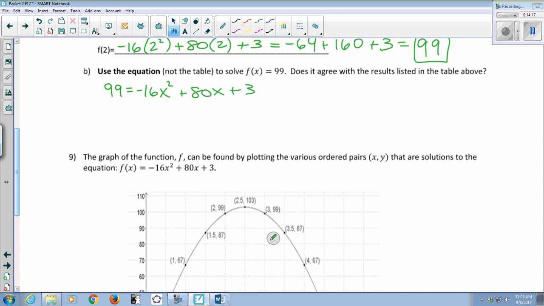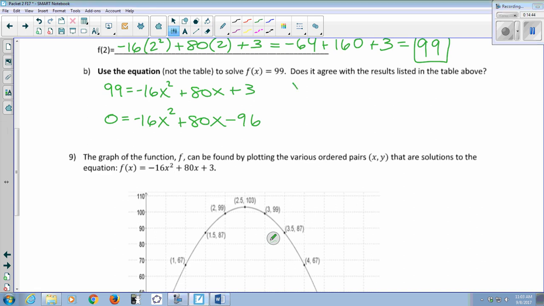All right, so this is a quadratic, so I need to make one side 0. So I'm going to subtract 99 from both sides. I have negative 16x squared plus 80x, and 3 minus 99 is minus 96. And then you could factor or use the quadratic formula. I'm going to use the quadratic formula because figuring out that factoring is going to be a pain.